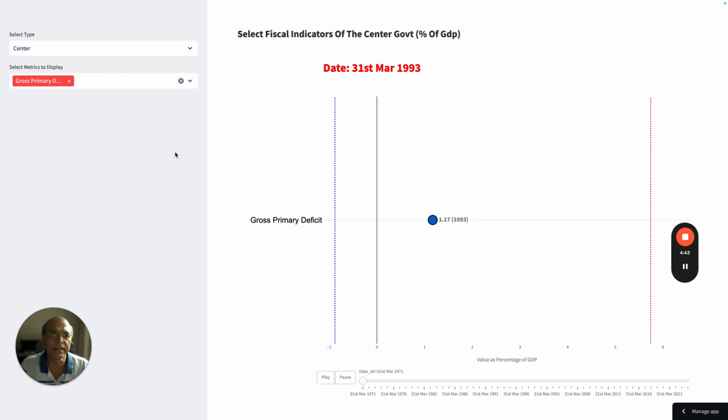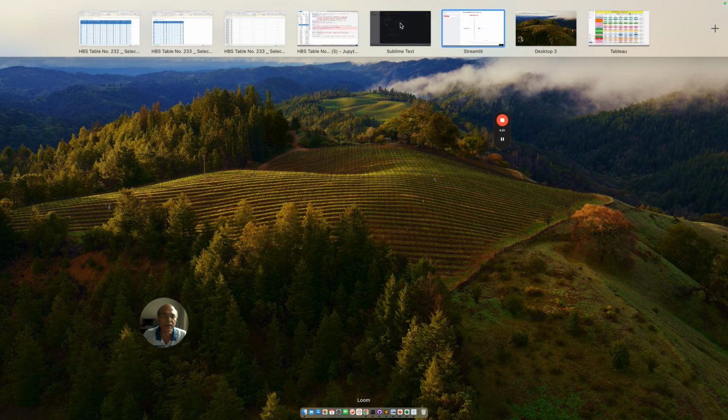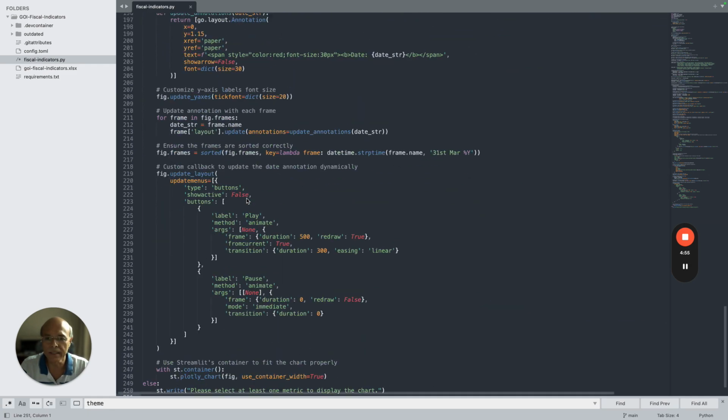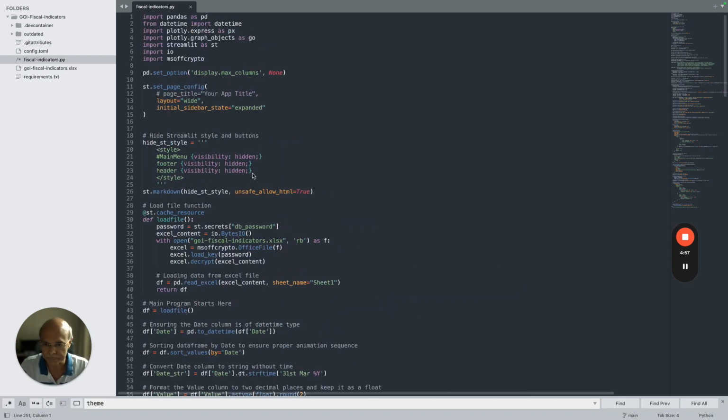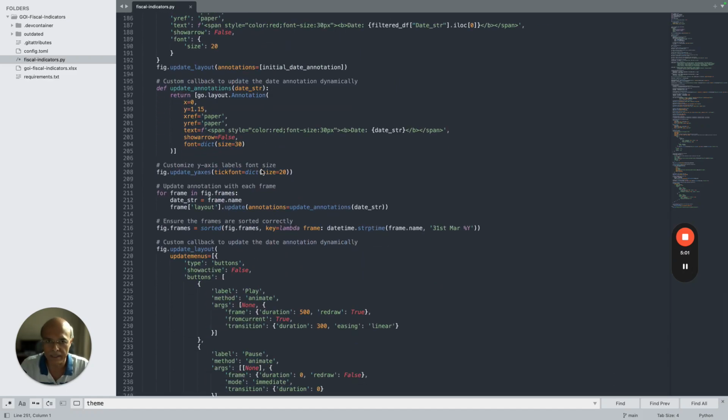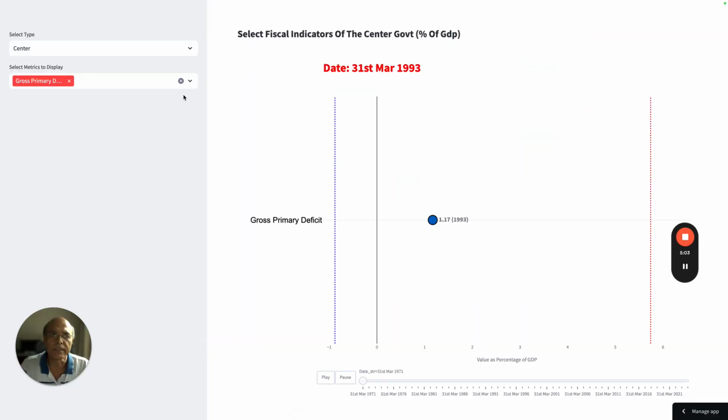Now I have created a Streamlit-based application, and I'm going to give you the flavor of the code. This is the code that I have written, which is going to be available on my GitHub page, and anybody who's interested can go ahead and have a look at it. Now let's go straight to the application. What this application does is that it is able to filter the dimension.